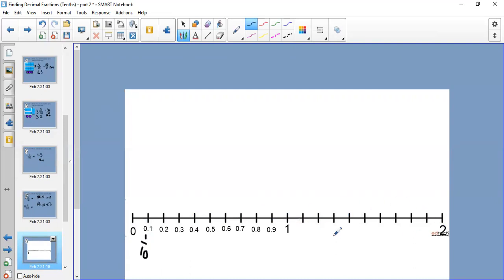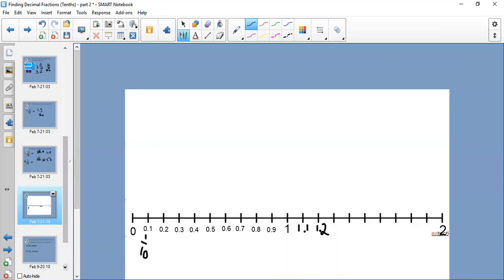So from 1 to get to 2, we would write 1.1. Oops, it's quite difficult to write on this. 1.1, 1.2. Okay, so there's 1.1, 1.2, 1.3, 1.4, 1.5, 1.6, 1.7, 1.8, 1.9, and 2. And so on, 2.1, 2.2, 2.3, and so on. So that question will come up in your activity sheet and you will have to identify what the decimal is on the number line, okay?